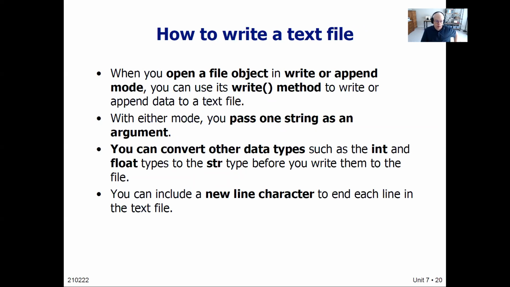So when you open a file object in write or append mode, and you use the write method to write or append data to the text file, each line is going to have that end of line character, or newline character, at the end. Really all you have to do is pass one argument, which is a string. With either mode, you pass one string as an argument.